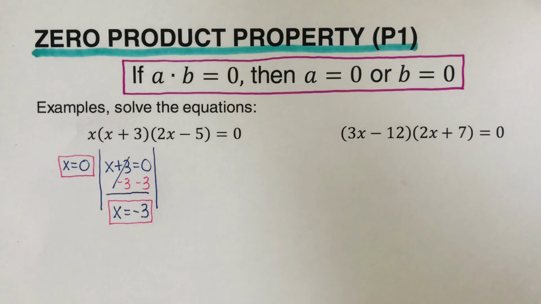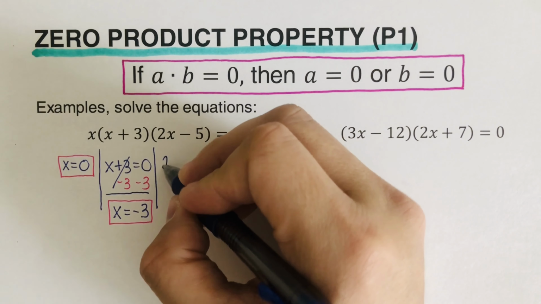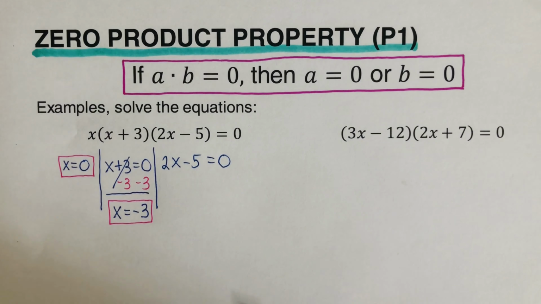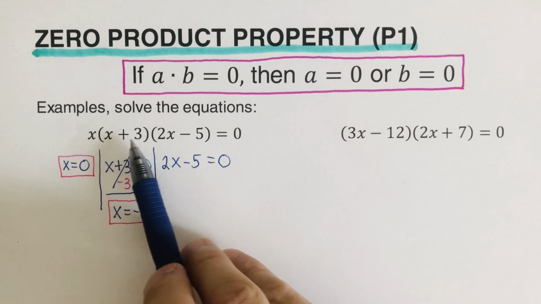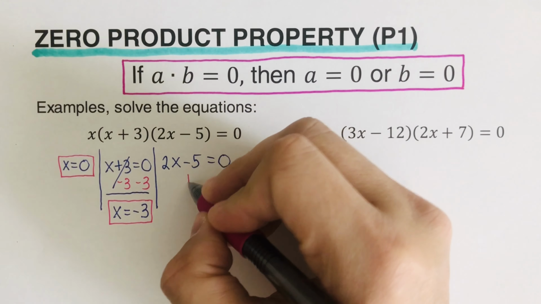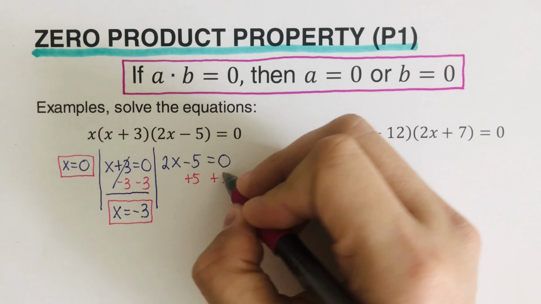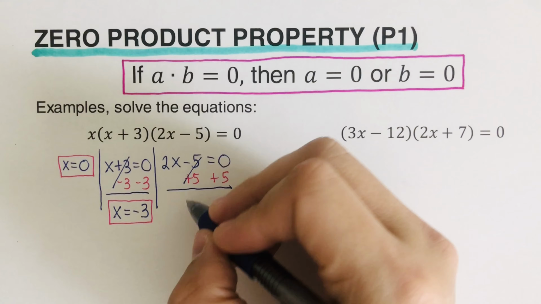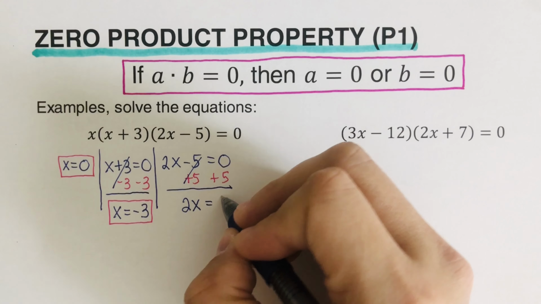And to find the other solution, we pretty much do the same thing. That would be 2x minus 5 equals 0. Each of these factors we just set equal to 0 and solve for x. So we add 5 to both sides, and we can cross out the 5. We're left with 2x is equal to 5.